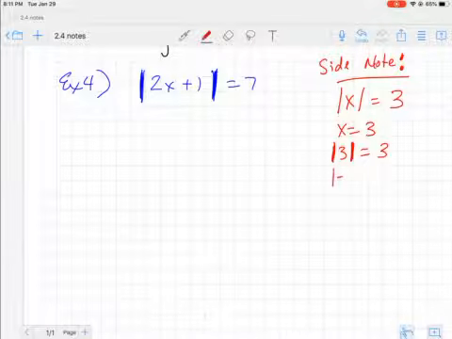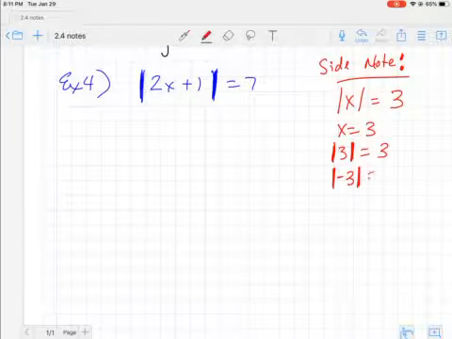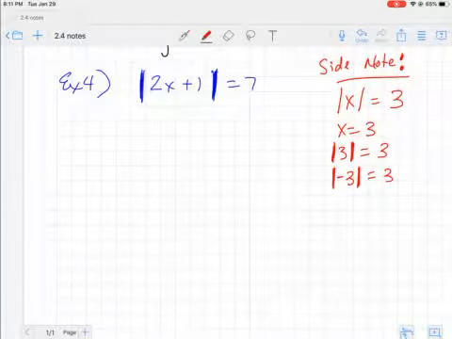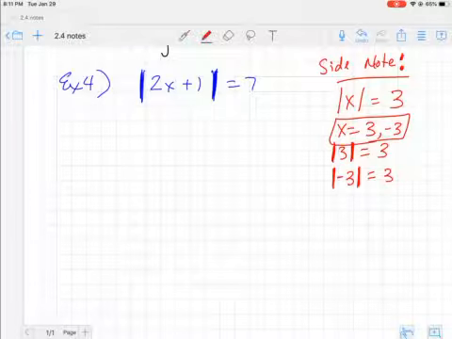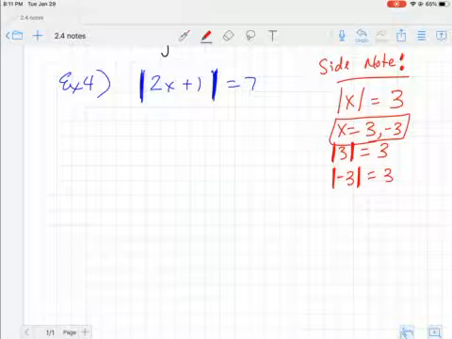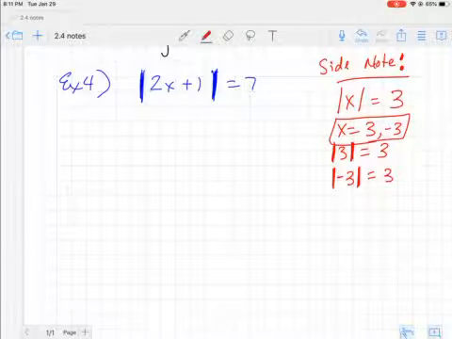Negative 3. What if I have this as negative 3? What's the absolute value of negative 3? Still 3, right? So x could be positive or negative 3, because if I'm looking at that absolute value, the inside of that absolute value could be positive or negative.